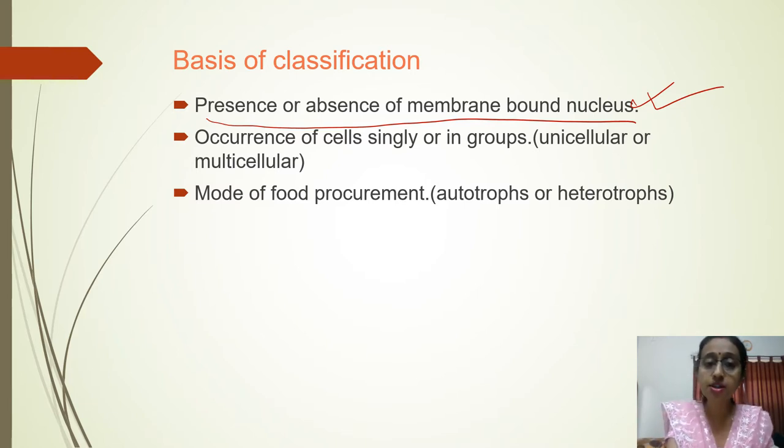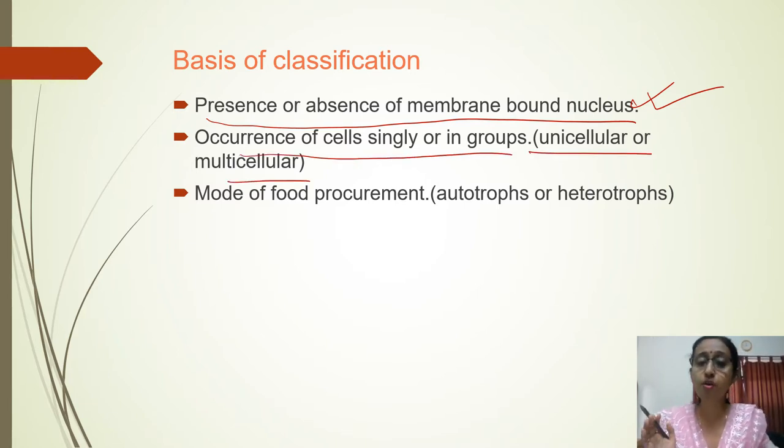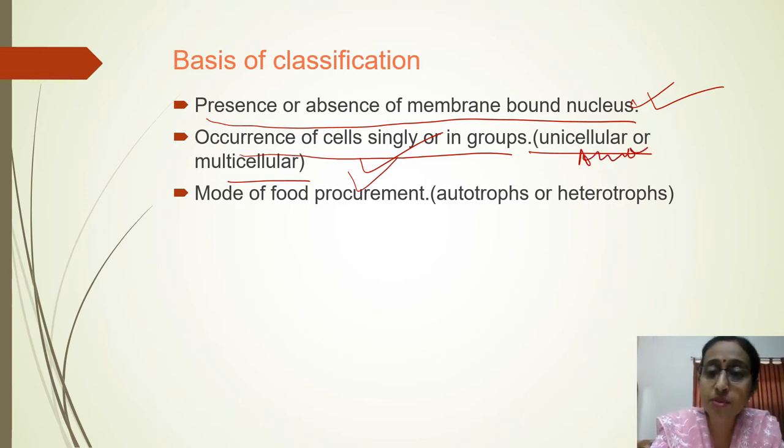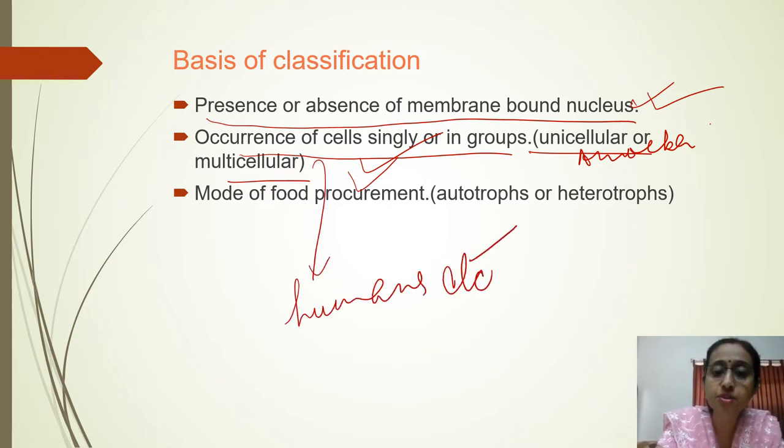Next we come to the occurrence of cells singly or in groups, that is unicellular or multicellular. Some cells want to live singly, that is they are unicellular, while some others want to live in groups, they are multicellular. Some cells such as amoeba live singly, while some cells group together to form an individual. As a result, you can see many differences in the body design of organisms. Amoeba is a single-celled organism, and there are multicellular organisms like worms or humans. So we can write amoeba as unicellular, and humans and other animals as multicellular.